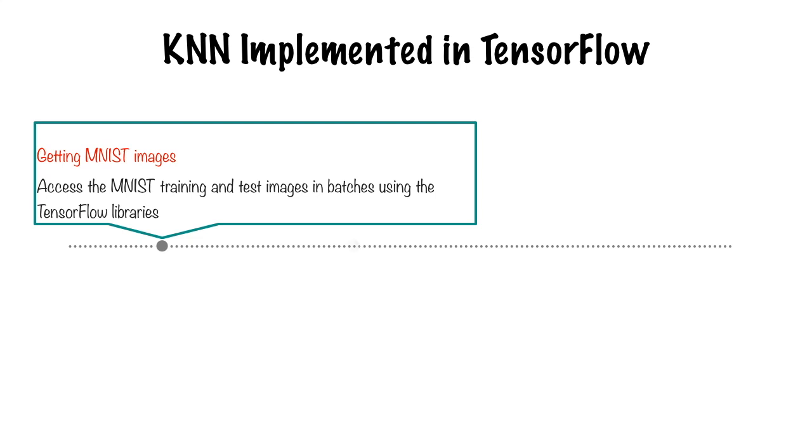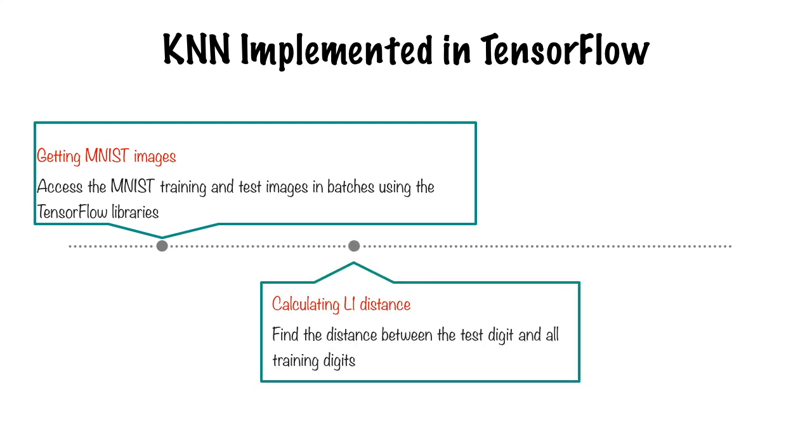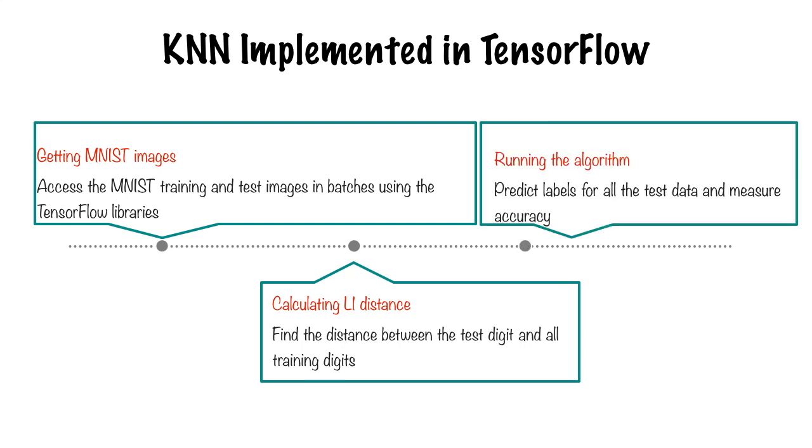Once that's done, we will set about actually calculating the L1 distance. Here we are going to need to calculate the distance between a test digit, that's what we are going to accept as input, and all of the training digits in our dataset. Once we have these distances calculated, it's relatively easy to implement the k nearest neighbors algorithm. We will predict the label for our test data on the basis of the nearest neighbors in the training data.